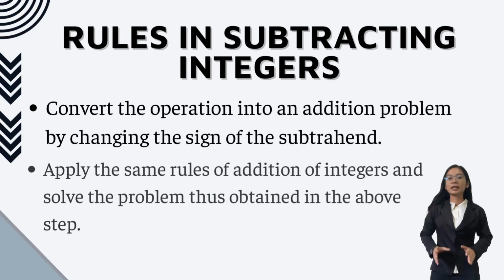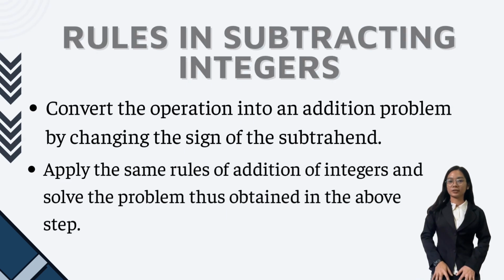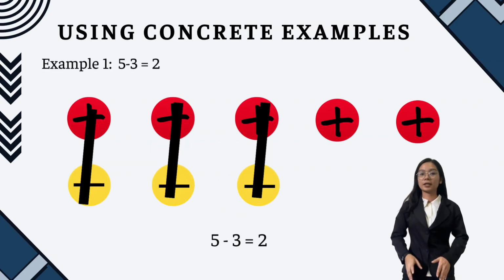The second rule, class, is once you have turned it into an addition problem, just apply the same rules we learned for adding integers. Whether the numbers have the same sign or different signs, use those addition rules to find the answer. So in order for you to understand subtracting of integers, let's have this example.